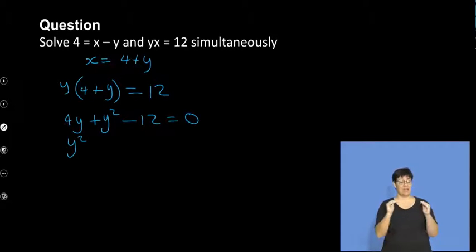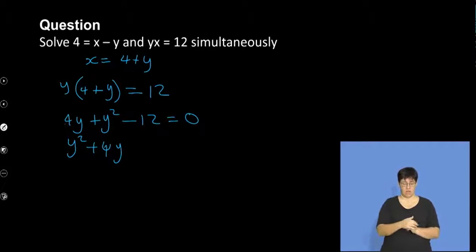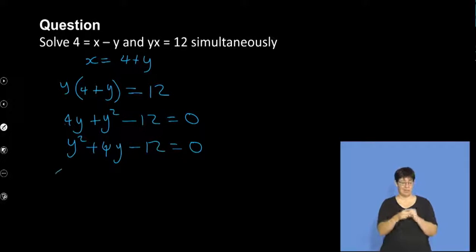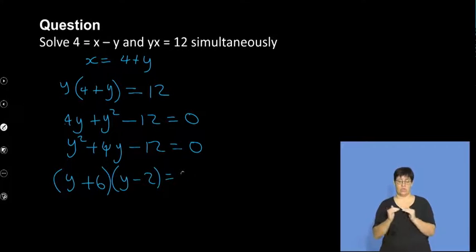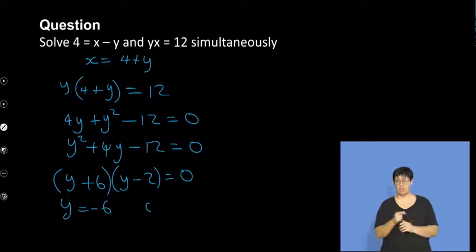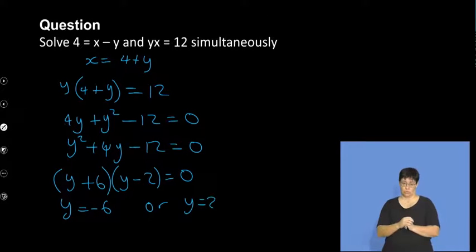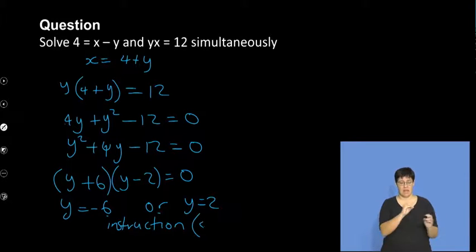You write it in standard form: y squared plus 4y minus 12 equals 0. Then you will need to simplify this, which will be (y plus 6)(y minus 2) equals 0. My y will be equal to negative 6, or my y will be equal to positive 2. And then remember that instruction there, right? I don't really have enough space here, but please remember the instruction about substituting.